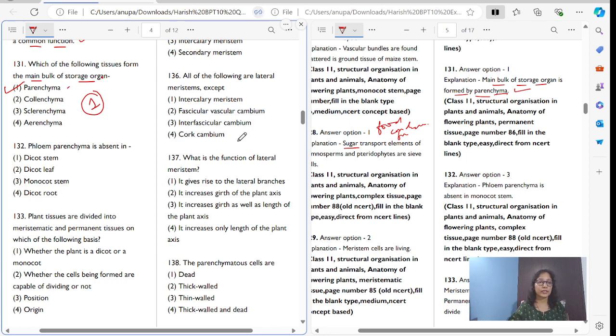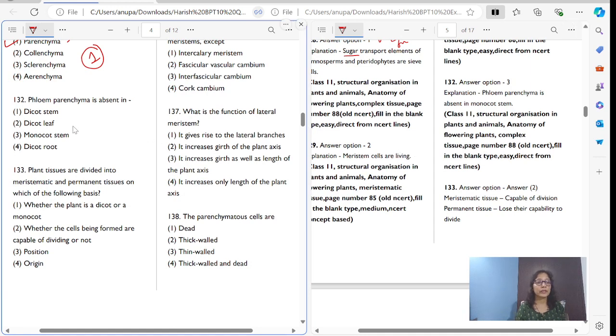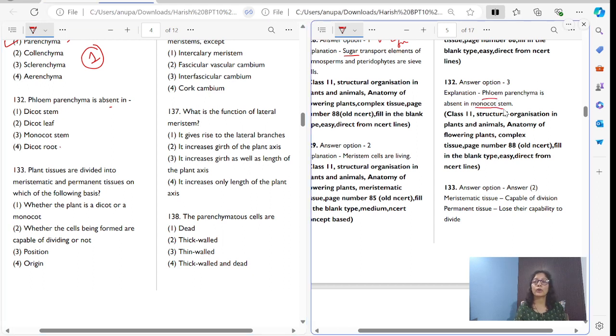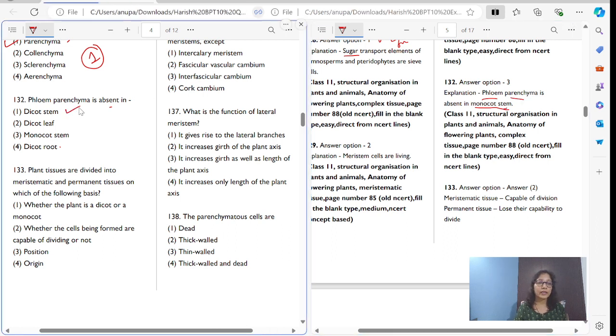Now let's move to the next question, that is question number 132. Question number 132 states that phloem parenchyma is absent in. We have to find out where the phloem parenchyma is absent, whether it is absent in dicot stem, dicot leaf, monocot stem, or dicot root. So phloem parenchyma is absent from the monocot stem. It is not present in the monocot stem. They are present in the dicot stem, dicot leaf, and dicot root, but they are not present in the monocot stem. So the answer for this question will be option number 3, that is monocot stem.